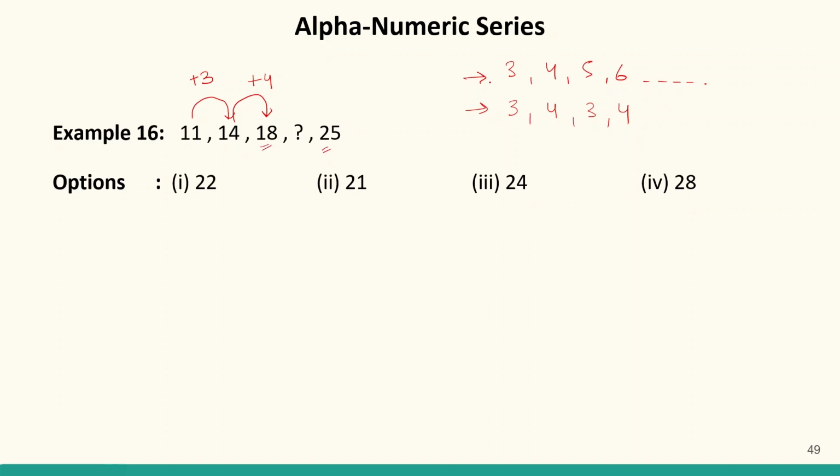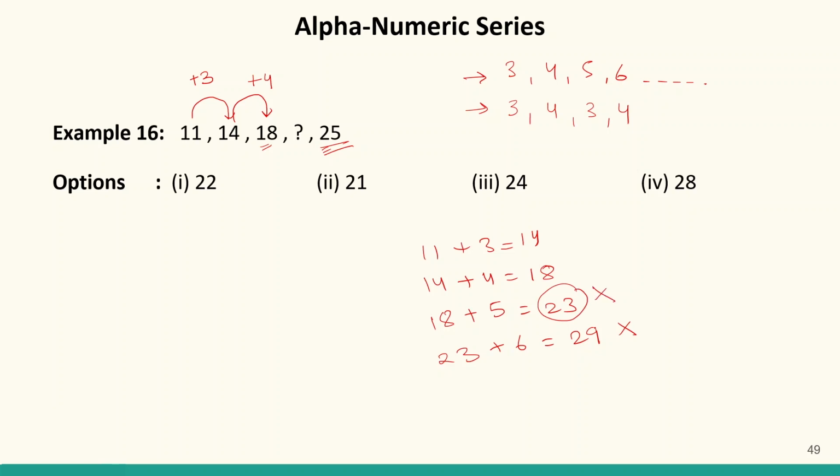So first let us check the first option. 11 plus 3 will give us 14. 14 plus 4 will give us 18. 18 plus 5 will give us 23. And 23 plus 6 will give us 29. So no, this is not the correct logic. Why? Because the next element is 25 and not 29. So 23 cannot be the answer.